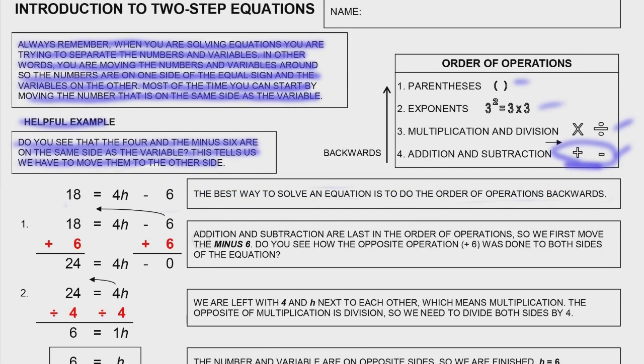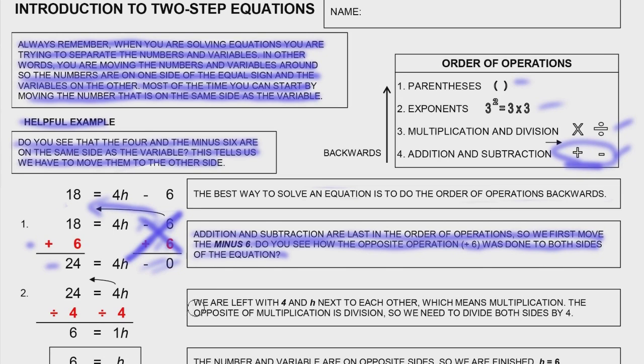Let's continue. Addition and subtraction are last in the order of operations. So we first move the minus 6. Do you see how the opposite operation, plus 6, was done to both sides of the equation? Here's the minus 6, and we're going to send it to the opposite side. Since we send it to the opposite side, we do plus 6, because plus 6 minus 6 is 0, which means they cancel each other out. And you notice how we did a plus 6 over here? Because whatever you do to one side of the equal sign, you have to do to the other side. So we get 24 here and 4h left here.